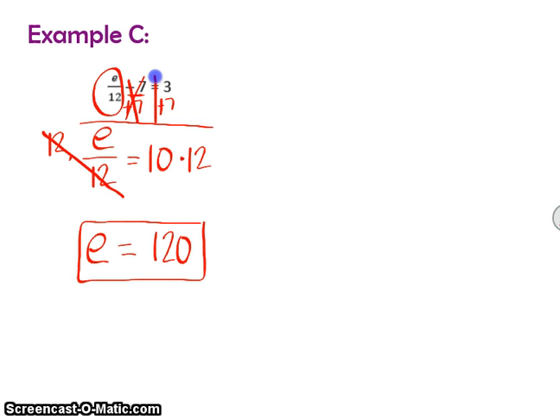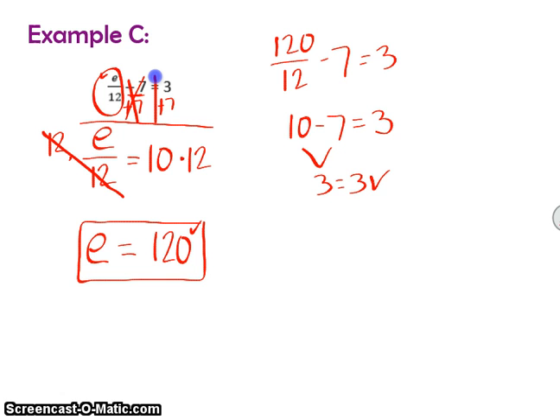And I can check my answer by plugging this 120 into this e. So I have 120 divided by 12 minus 7 is equal to 3. 120 divided by 12 gives me 10. And 10 minus 7 gives me 3. So I know that both sides are equal to each other. So I know that that 120 was correct. So you can decide whichever one that you'd like to do on your practice page today, but make sure that you show all of your work no matter which one that you do choose.